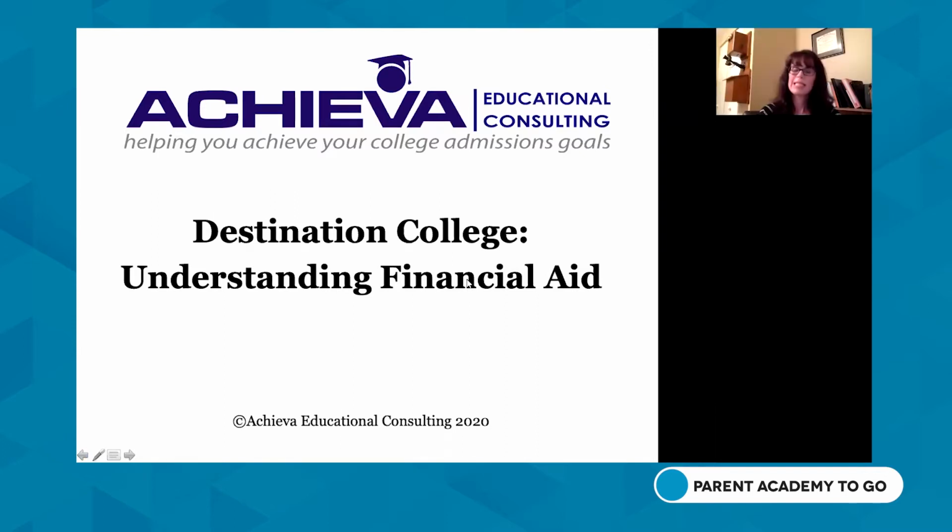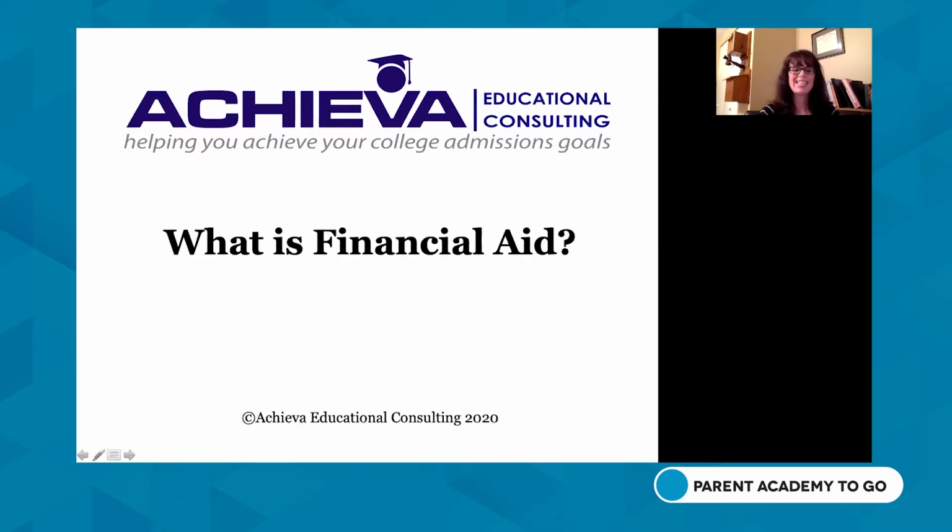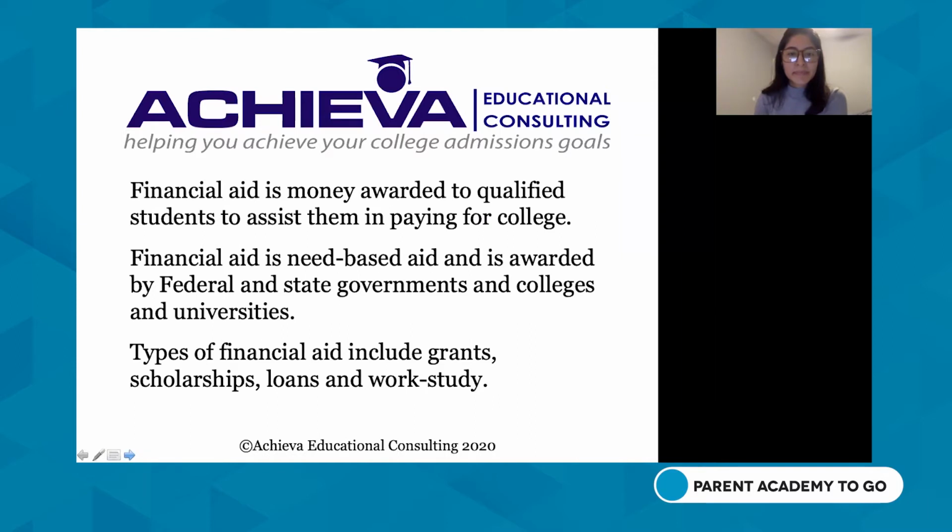Tonight, I'll be presenting Destination College: Understanding Financial Aid. What is financial aid? Financial aid is money that's awarded to qualified students to assist them in paying for college. Financial aid has two components. It's need-based aid, and it's awarded by federal and state governments and colleges and universities. Types of financial aid include grants, scholarships, loans, and work study.